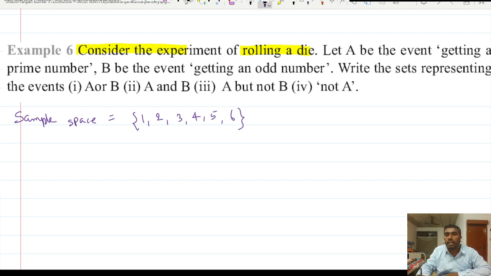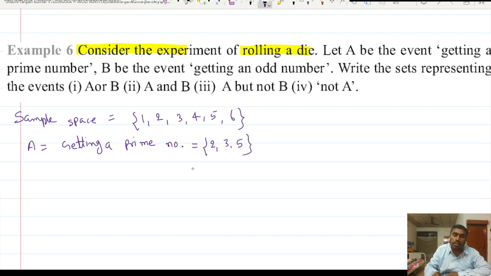Okay. Let A be the event of getting a prime number. So A is the event we have made. Getting a prime number. So we all know what the prime numbers are here: 2, then 3, then 5. 2 is the only even prime number, and it is also the smallest prime number, right?